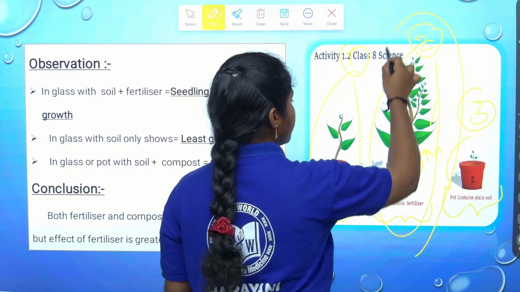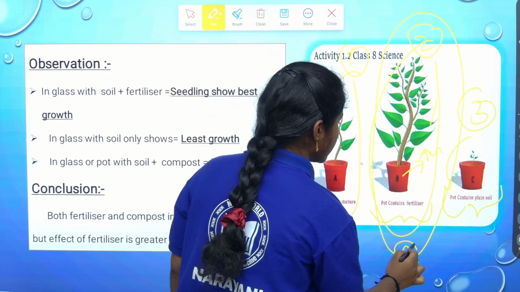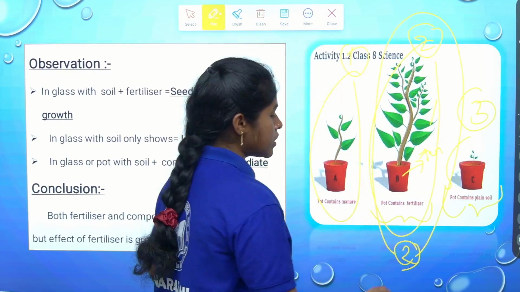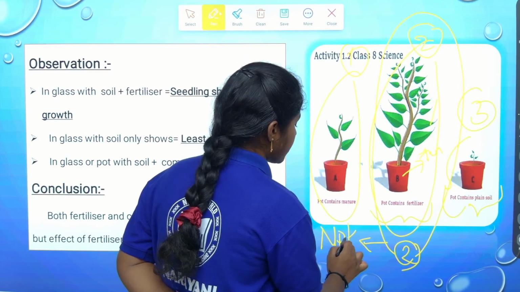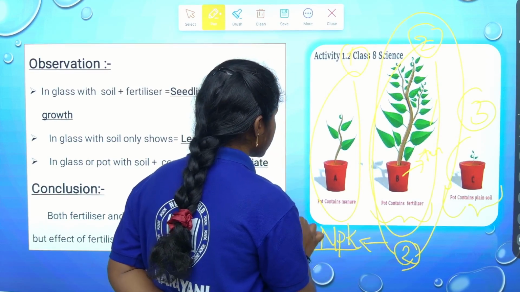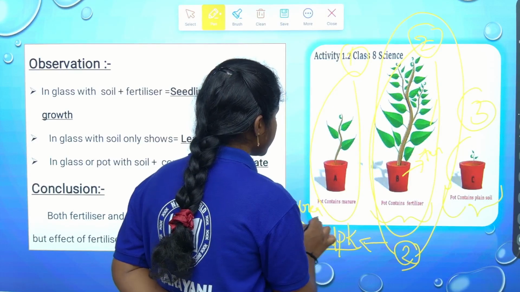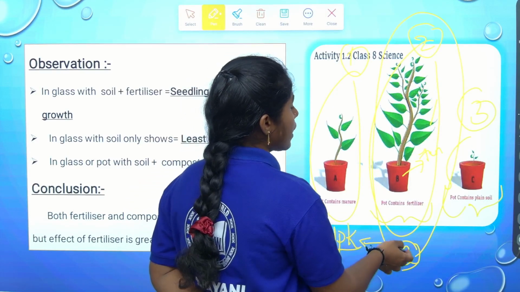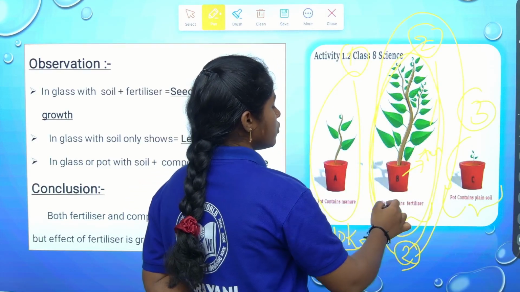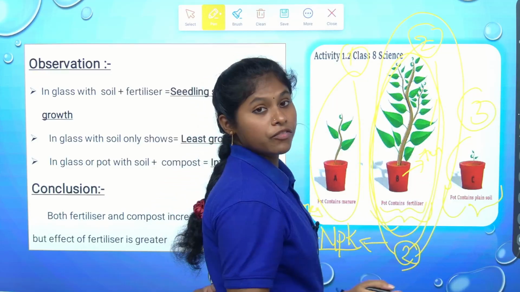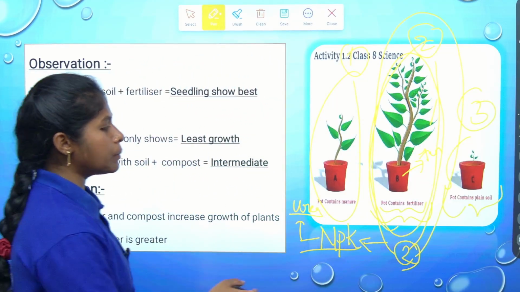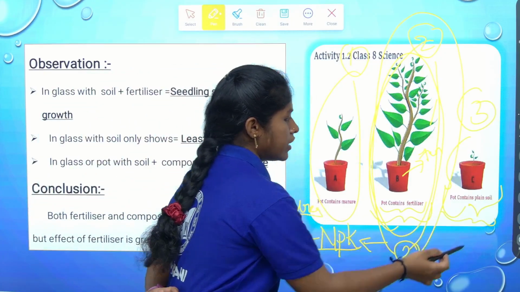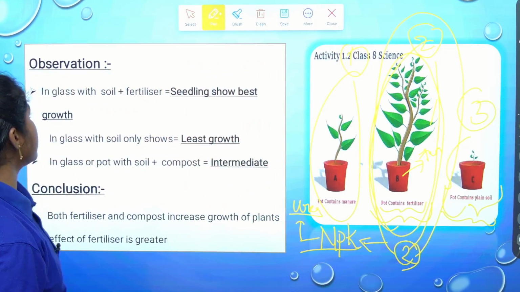The second plant has the more efficient growth, which means we provided the NPK fertilizers, we provided urea. Right children? Urea is very rich in nitrogen. So the plant which grows faster is the fertilizer-provided plant. Right children? After that, the manure plant. Then the pot which does not contain any of this does not grow well. Right children? This is what we observed.